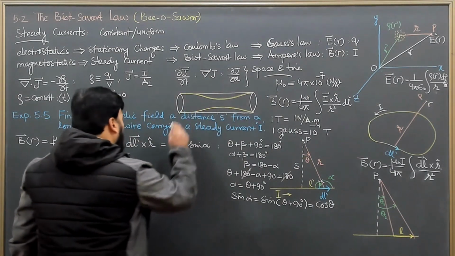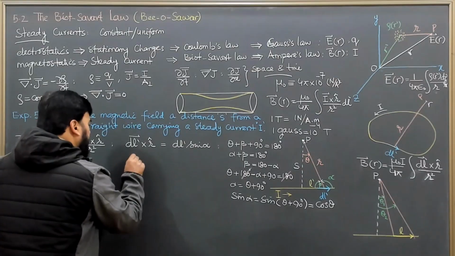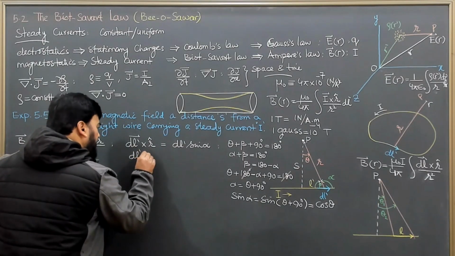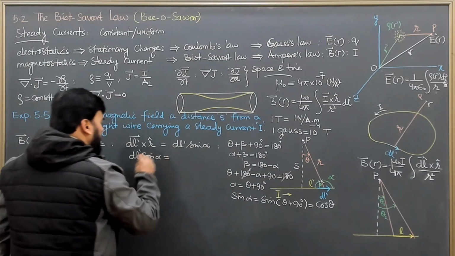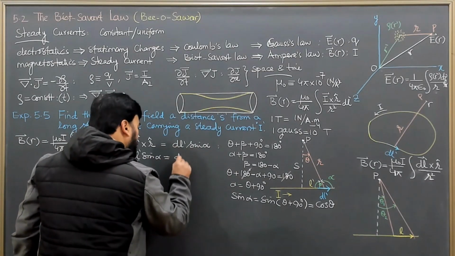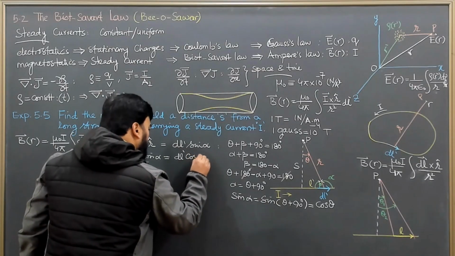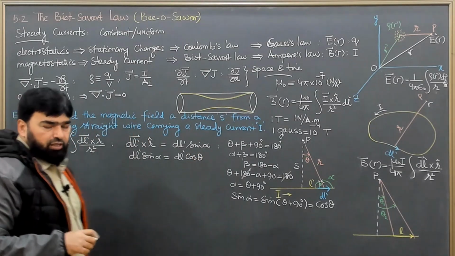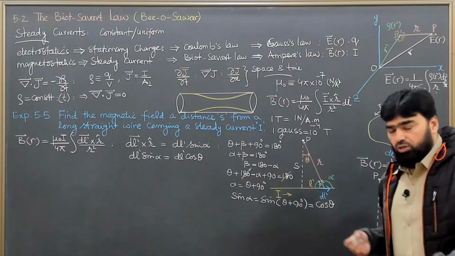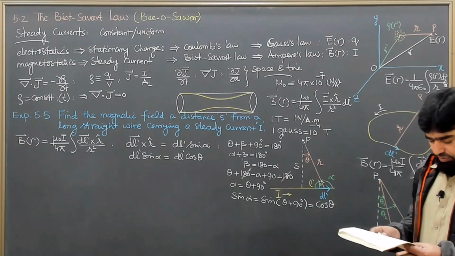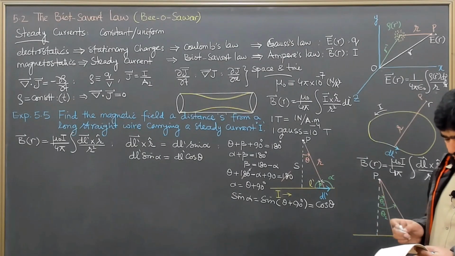And I can write that dl prime sine alpha equals dl prime cos theta. They are equivalent, like sine alpha is equal to cos theta. So I have done this conversion here.